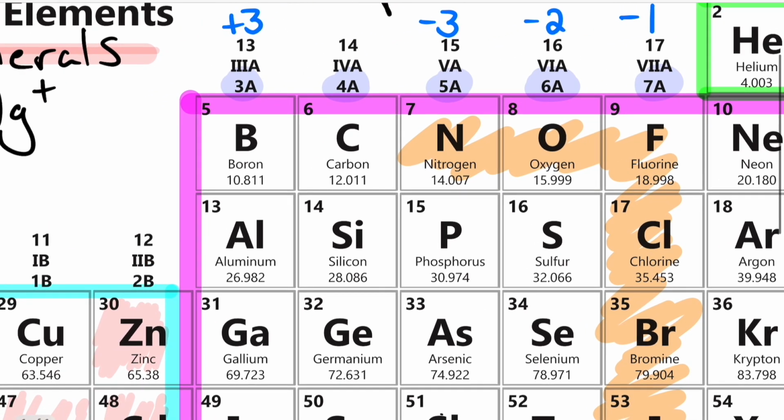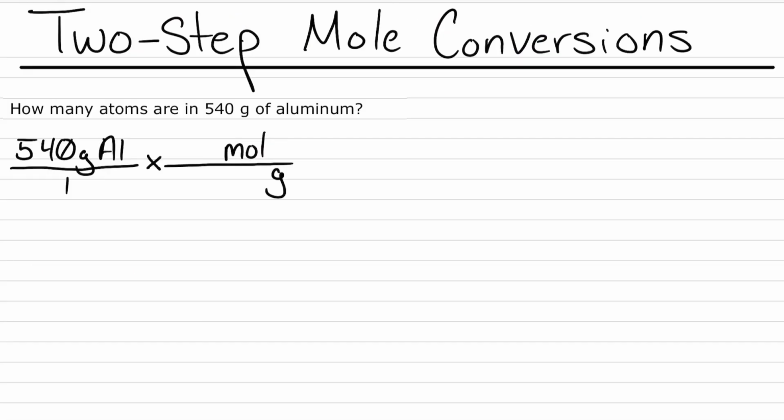Aluminum has a molar mass of 26.982 grams in 1 mole. And then I'll solve this out to determine how many moles of aluminum I have. 540 divided by 26.982 gives me 20.0133... moles of aluminum. I recommend keeping the full number in your calculator as you do this and rounding at the very, very end.